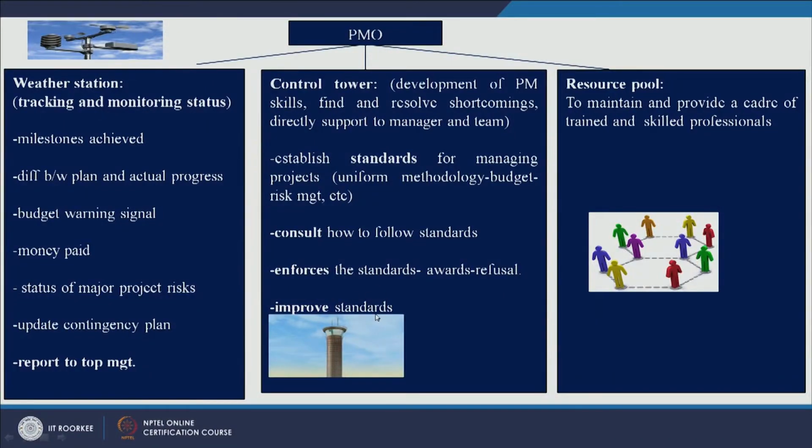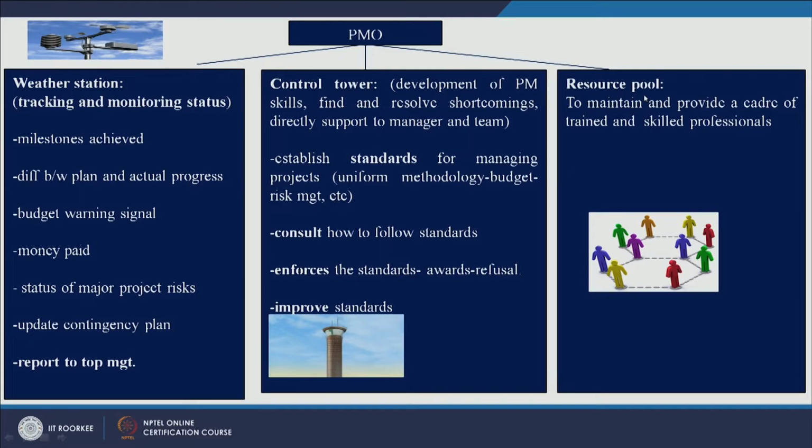Enforce these standards, and if a project is doing good, they will give awards, and if not, they will give you stick also, right. So, they can apply a policy of carrot and stick, right. So, they also improve the existing standards, right. So, quite an important type of project management office, control tower.